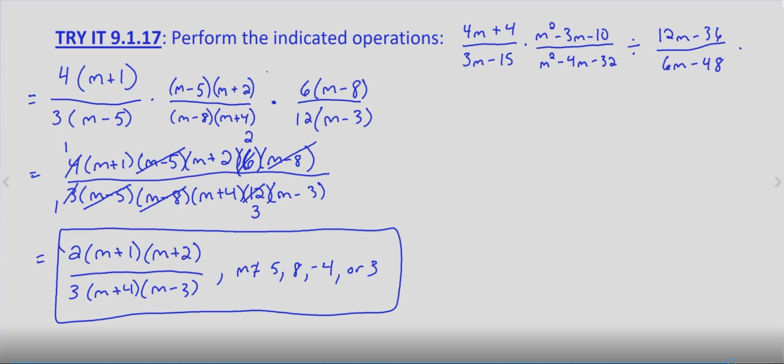We factor every numerator and denominator, then combine numerators and denominators, cancel common factors in the numerator and denominator, and then what's left is our solution to all of the operations.